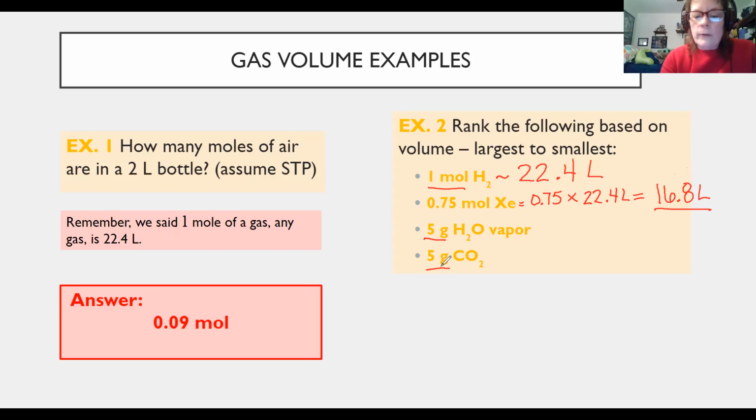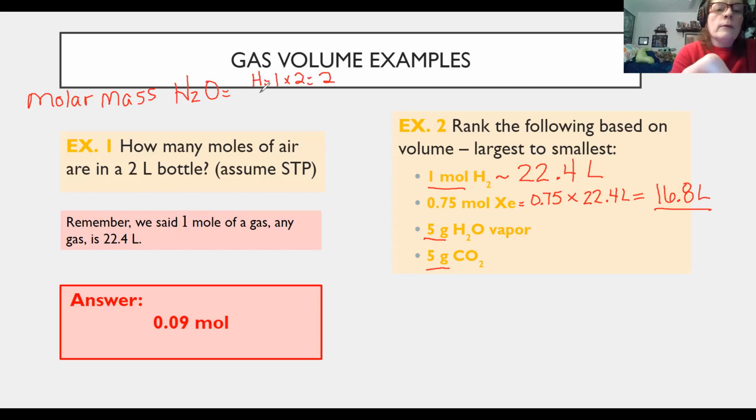All right, for these it gets a little more complicated because we don't know the number of moles, so we are going to have to convert to moles. So I'm going to go over here so I don't get too messy on that side, and let's look at our molar mass. H2O. We have hydrogen, which has an atomic mass of 1. We have 2 of those, that's 2 grams there. Now we have 1 oxygen, which has an atomic mass of 16. 16 plus 2 is 18 grams per mole.